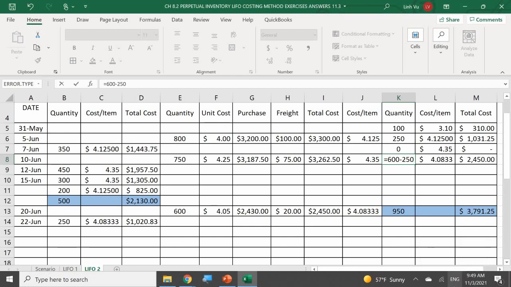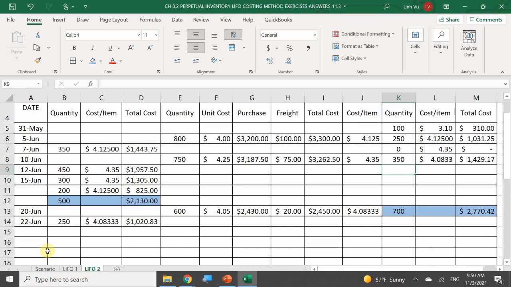So then I should have a remaining of 350 at a grand total of 1429.17, right? In this case, that should be correct, right? 17 plus 83 should give you 00. Okay. So that means I have now remaining 700 units left.